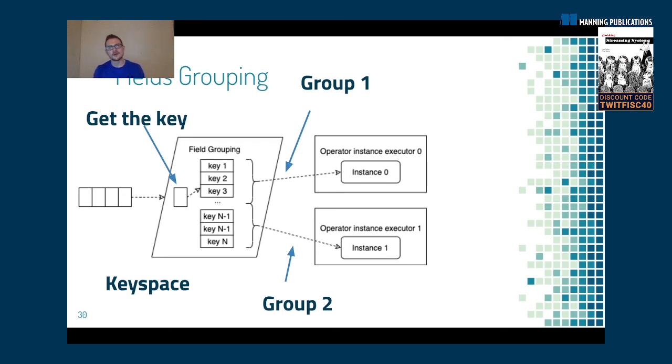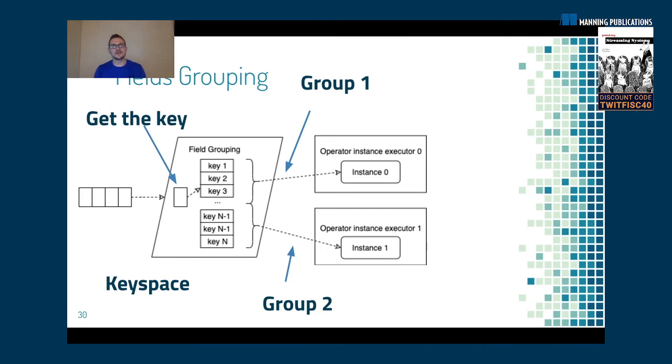But fields grouping is you take a field out of the object or the tuple that's being passed into the streaming job, and you create a hash on it. And you calculate some big large number, you divide it by the hash of the value, and you reliably get the same downstream instance number every time.